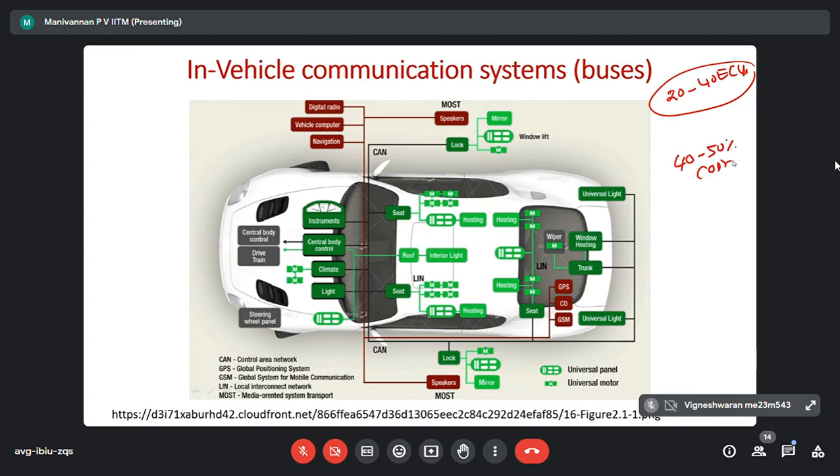Now, coming back here, vehicle. In the vehicles, there are 2 types of communication. One is called wired communication.